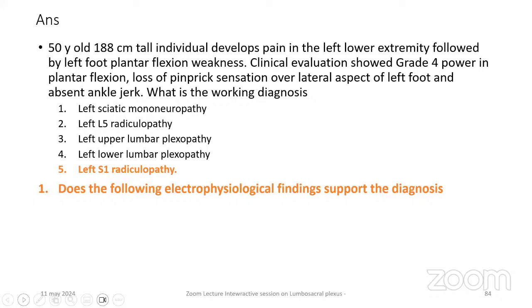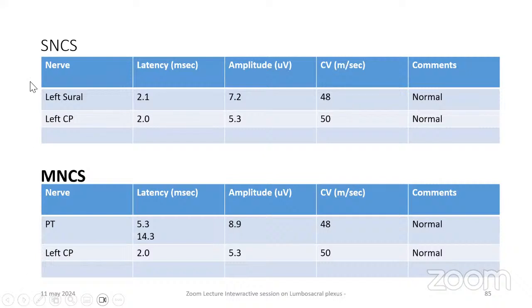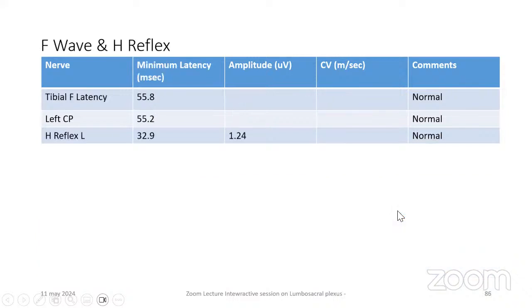Now look at the electrophysiological findings to support your diagnosis. Okay, let's have some questions on the electrodiagnosis. The sensory nerve action potentials, left sural, the latency is normal, and left CP is normal. Motor nerve conduction studies, the posterior tibial, the latency is 5.3, amplitude 8.9, conduction velocity, and everything is normal. The tibial F latency, 55.8, and all these are normal in this case.